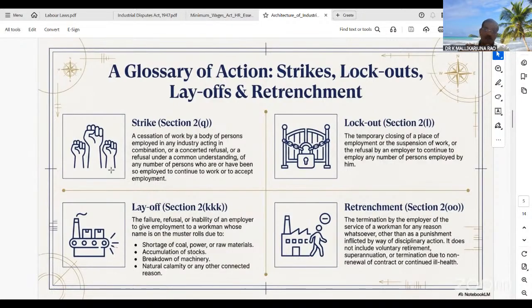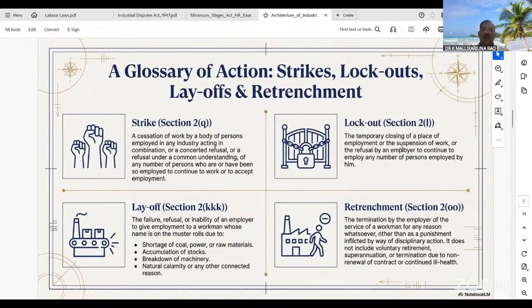But the employer also has some weapons. Temporarily, he can close the place of employment or suspend work, that is, the refusal by the employer to continue to employ the number of persons employed by him. So this is the weapon of the workman, and this is the weapon of the management. So management can also take this.